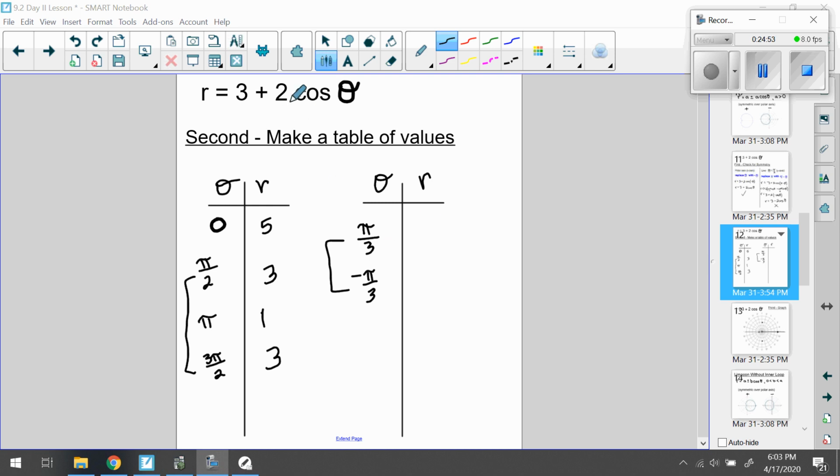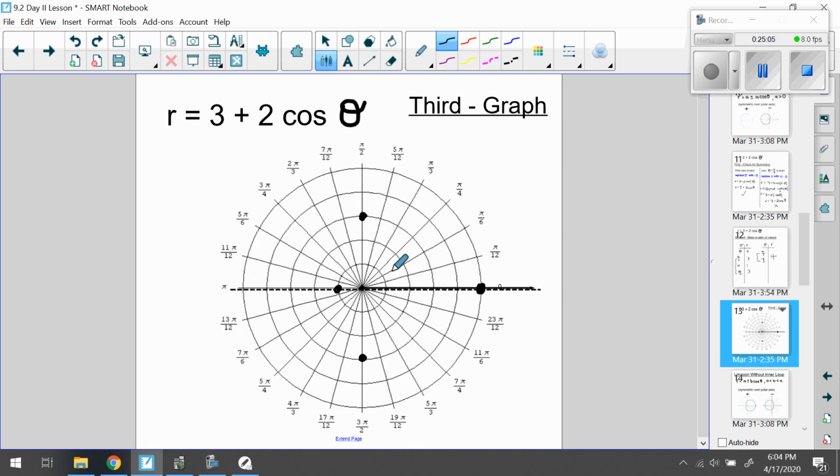So half of 2 is 1, and 3 plus 1 is 4. I know that both of these are going to have a value of 4 because the cosine of negative pi over 3 is also 1/2. And so when I go back to my graph, pi over 3, I'm going to go out 4 units: 1, 2, 3, 4, so out here. And then for negative pi over 3, which is the same as 5 pi over 3, I'm going to do the same.